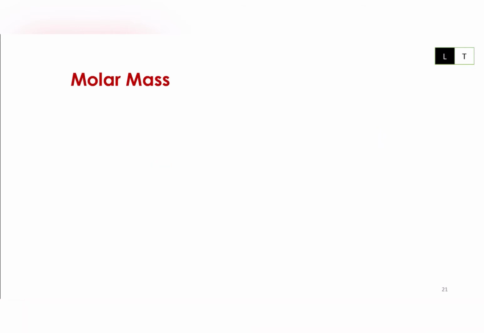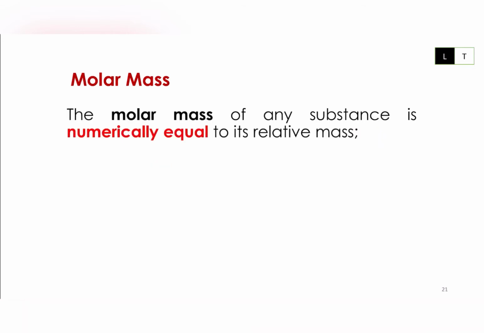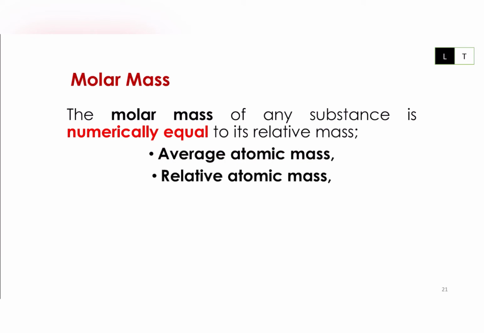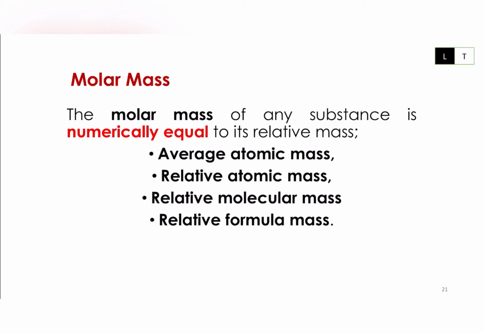For your information, the molar mass of any substance is numerically equal to its relative mass, or average atomic mass, or relative atomic mass, or relative molecular mass, or relative formula mass. So what does this slide mean? For example, if compound X has a molar mass of 18 gram per mole, you can say the relative atomic mass for compound X will be 18. Because it is relative, there is no unit.